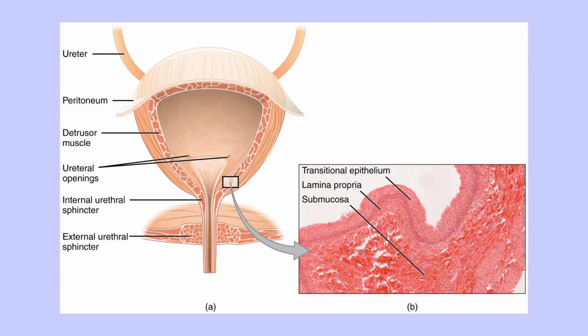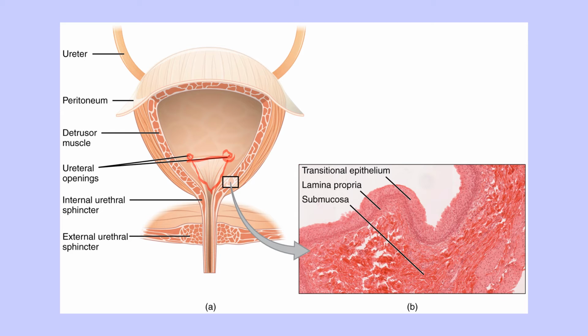Now, on this diagram of the bladder, if we go right here, here are the openings, the 2 ureters that come down the back, but they open at the bottom of the bladder, and then here is the urethra. So that's the triangular area, or the trigone area of the bladder.